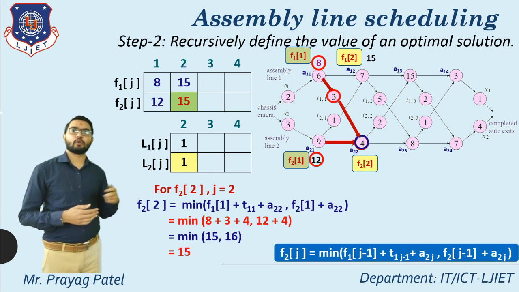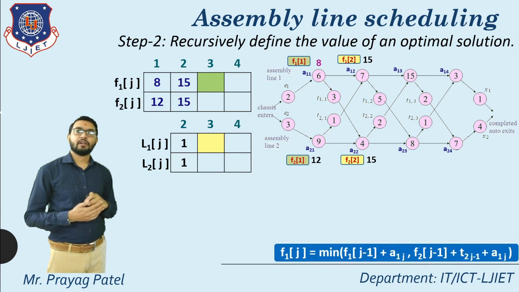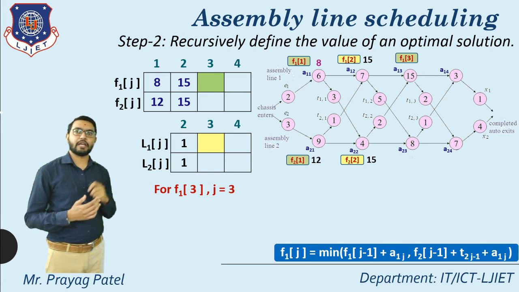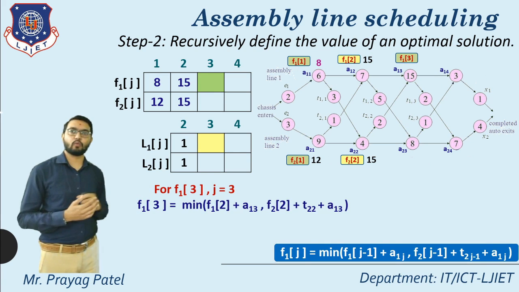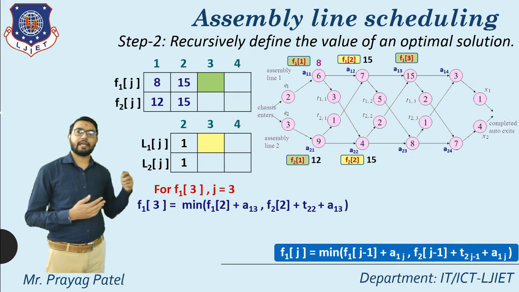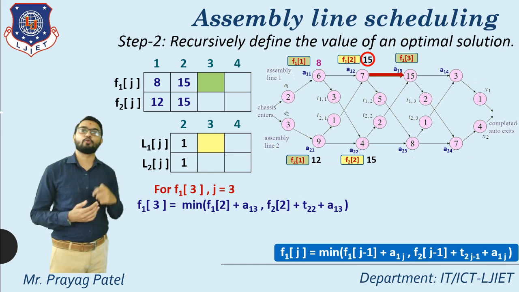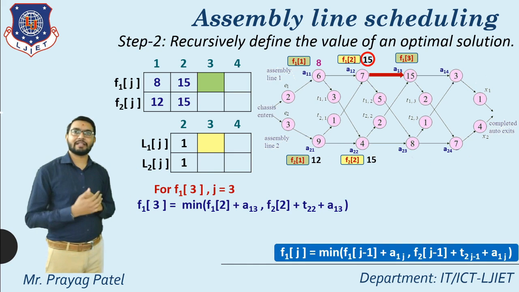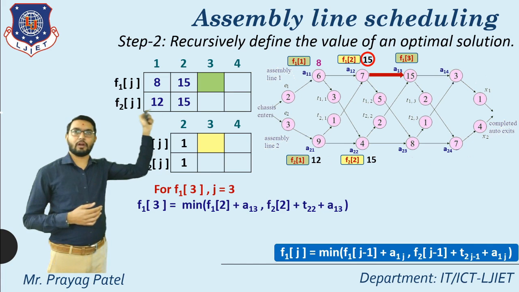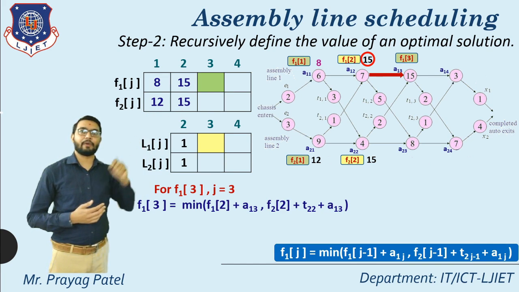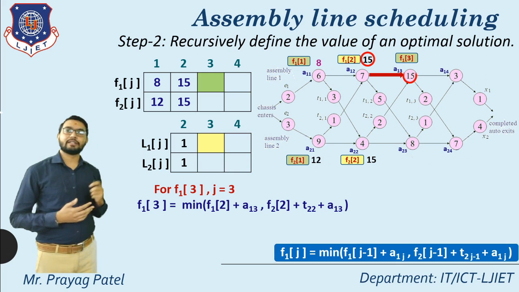Now consider the next location. The next location is line number 1, station number 3, meaning F13. For F13, consider our formula F1j, with the value of j equal to 3. Then F13 equals the minimum of F12 plus A13, and the second part is F22 plus T22 plus A13. Here consider 15 as the first value, then consider the upper line or upper path, the selected path, and the value is 15.